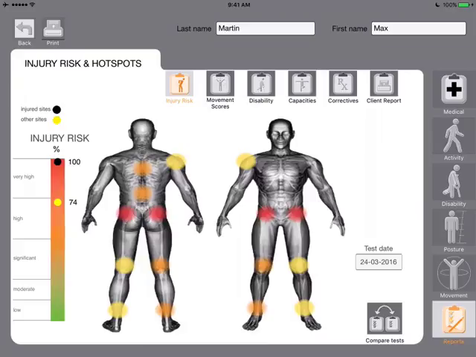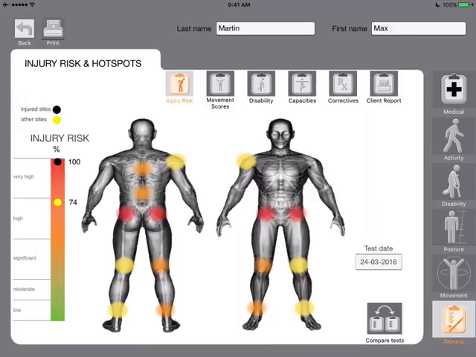Then we move on to the hotspots. The hotspots show us which joints are at greater risk of injury, and these are indicated through this almost traffic light system of dots at the different joints, where no dot means a low risk of injury for that joint based on the information collected, and then there are yellow, orange, and red.